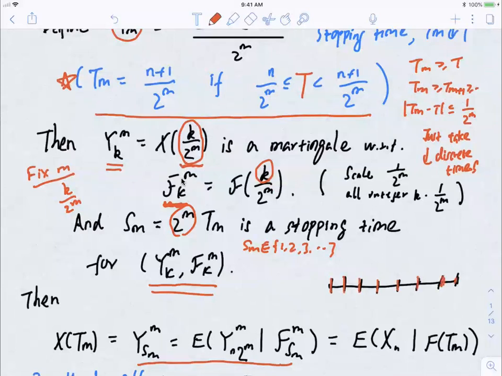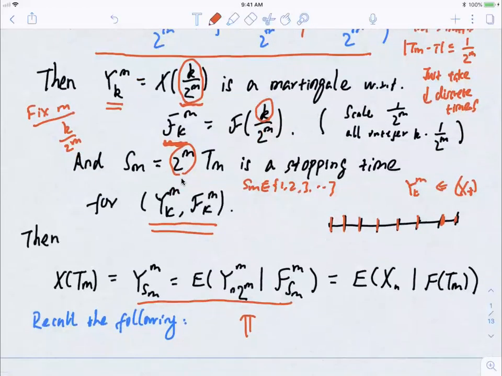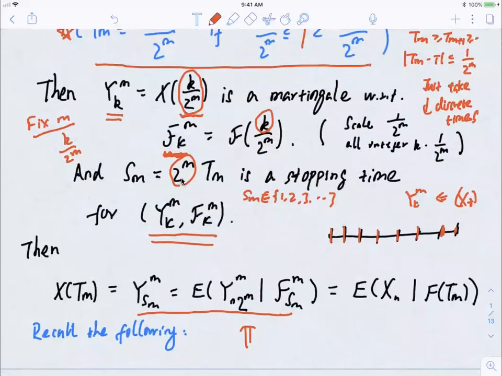is of course a discrete martingale. We just take a discrete time slice. Previously X_t is a martingale, so of course this Y_k^m is too. So we can use the property of the discrete-in-time martingale. What's that? It's just the following. This is not a well-known fact, but we really put this in the homework, I guess.